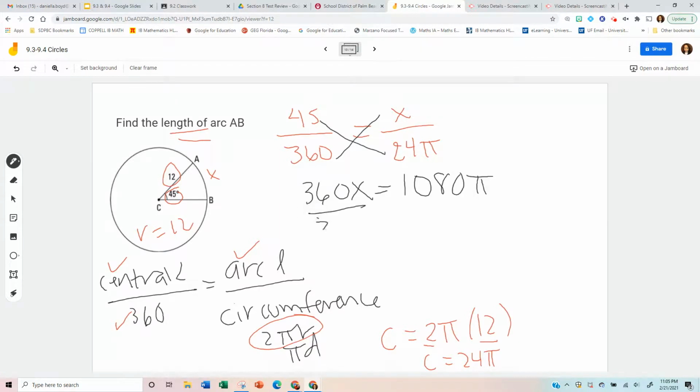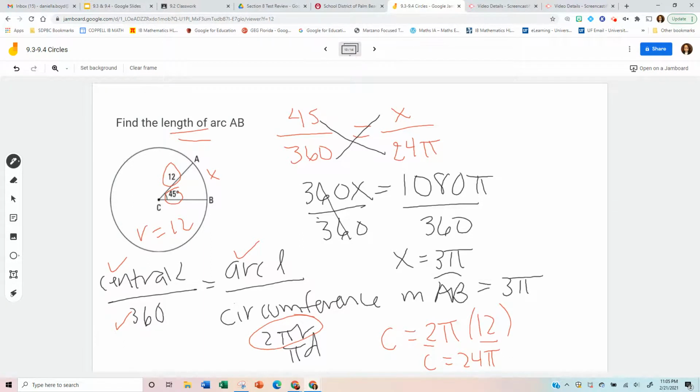You want to solve for x, so we're going to divide by 360 on both sides. And remember that you're only going to do this with your regular number. So 1080 divided by 360 is equal to 3. So this arc length is also equal to 3 pi. So the measure of arc AB, which is often written like this, is equal to 3 pi. That would be your final answer, and I'm sorry for the chicken scratch.